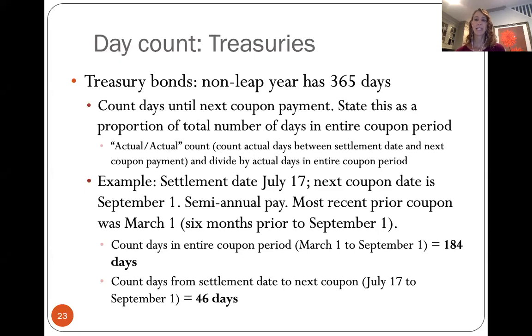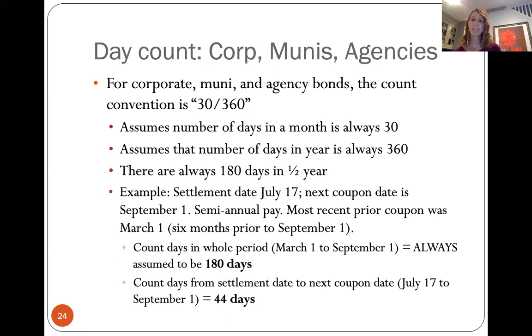Day count is actual. For other types of bonds, corporates, munis, and agencies, we actually do something weird. We pretend every month has exactly 30 days, and then we're going to use that information. If we have 30 days in a month, then we have 180 days in a year. So if we're going to count the days between March 1st and September 1st, that will obviously be 180 days because it's a full 6-month period.